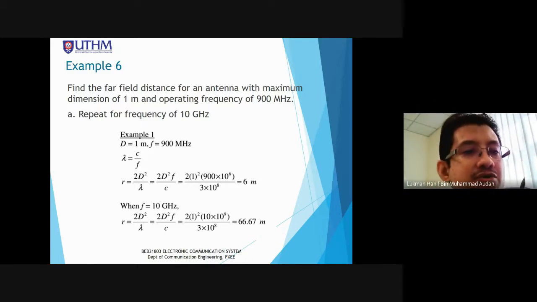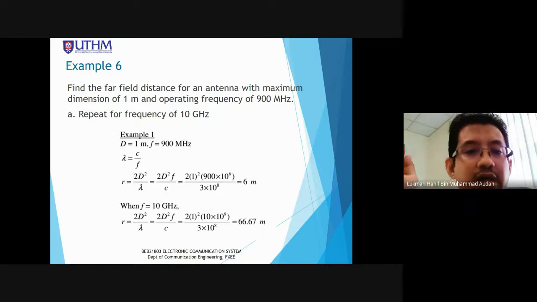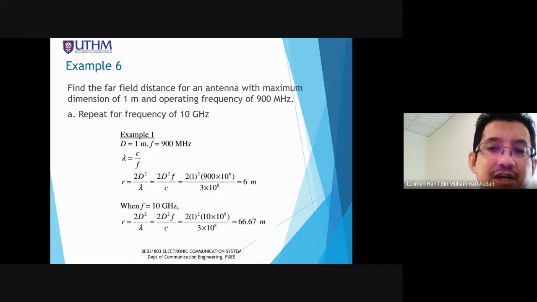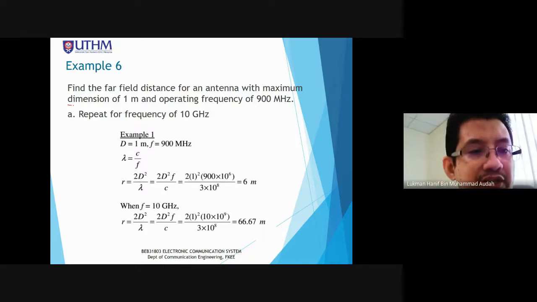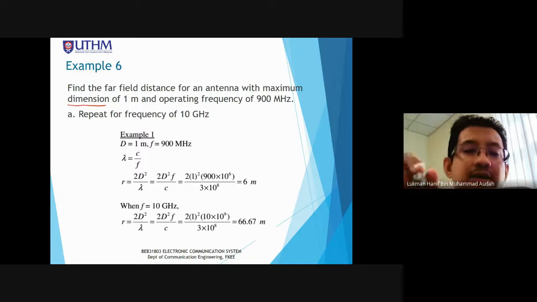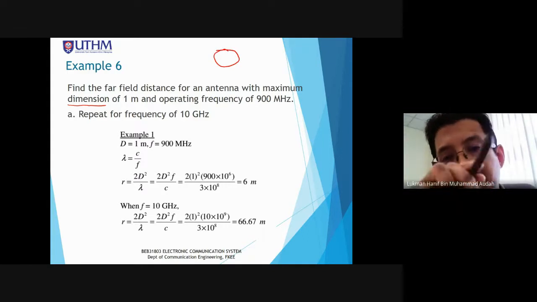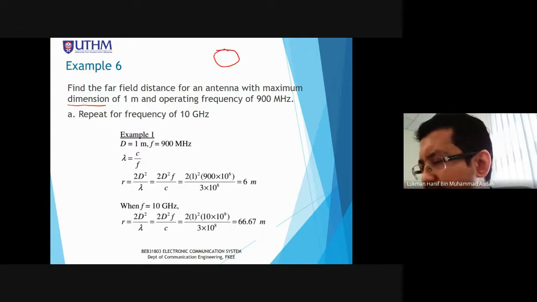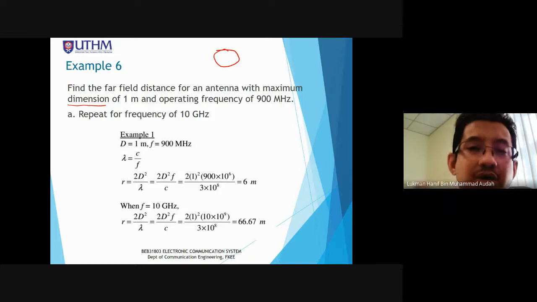Okay. So example 6, find the far field distance for an antenna with a maximum dimension of 1 meter and operating frequency of 900 MHz. Okay, so dalam konteks ini sebenarnya dimension yang dia maksudkan adalah diameter of 1 meter. Diameter ini merujuk kepada permukaan. So dalam kamu punya syllabus, permukaan antena itu dikatakan berbentuk bulat. Okay, rounded shape. Seperti bentuk permukaan parabolic antena.